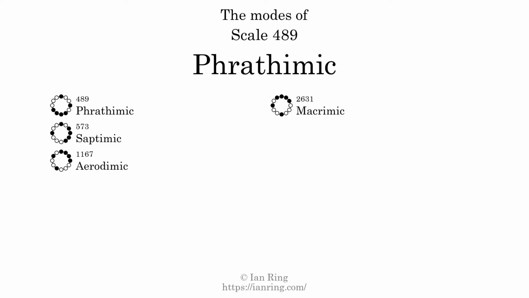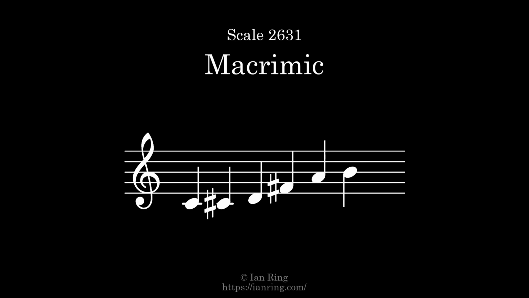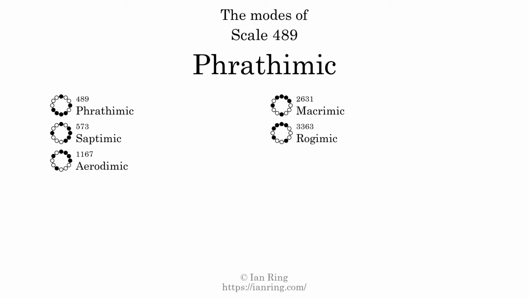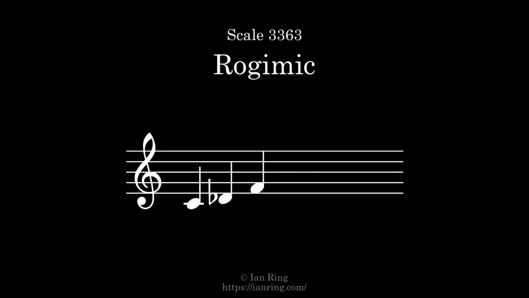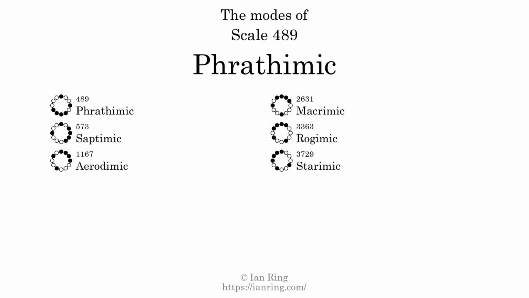The fourth mode is scale 2631, also known as Phrathimic. It sounds like this. The fifth mode is scale 3363, also known as Phrathimic. It sounds like this. The sixth and last mode is scale 3729, also known as Phrathimic. It sounds like this.